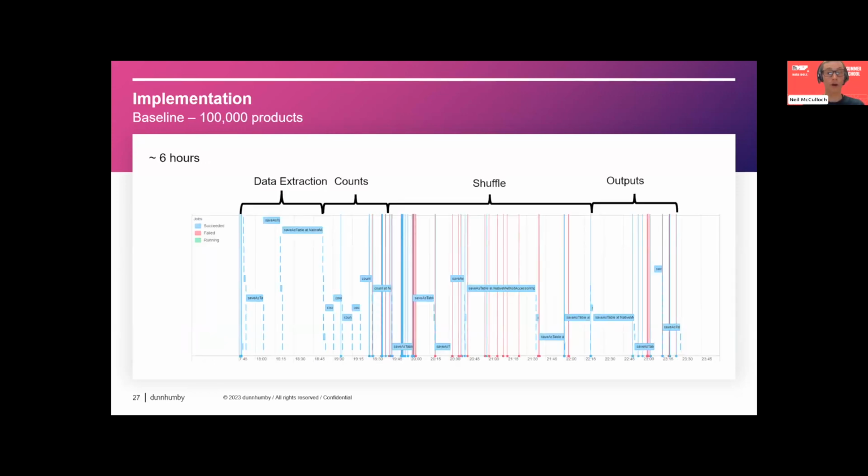And here I've got the corresponding event timeline of a large run of availability. So this was for 100,000 products, which took about 6 hours to run. What's important to point out here is the relative size of each section compared to the previous slide. Data extraction no longer dominates, and in particular, the shuffle section has grown relative to the other sections, making roughly 50% of the total runtime compared to something like 10% previously. So this is the issue that filtering early tackles.